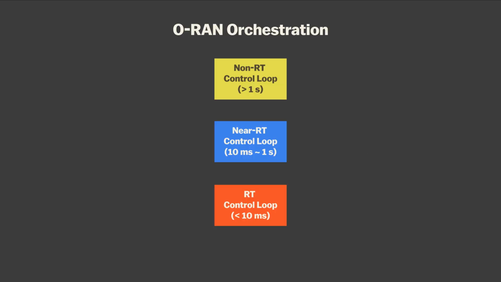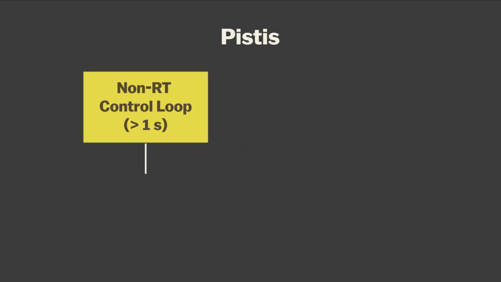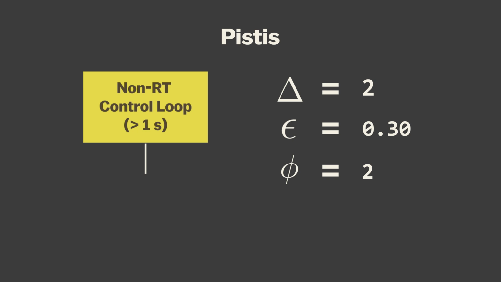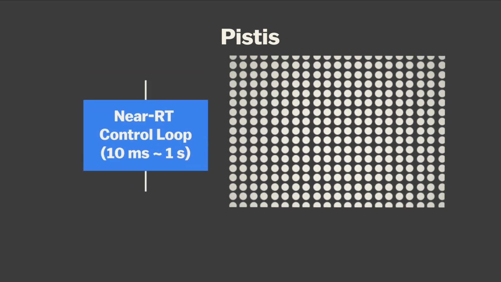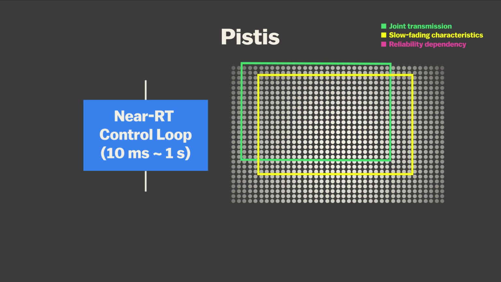Pistis fully exploits the 3 control loops in O-RAN in its design. It consists of a non-real-time component, a near-real-time component, and a real-time component. In the non-real-time component, Pistis performs fine-tuning of several key parameters that will be used in the near-real-time component. In the near-real-time component, Pistis narrows down the search space by adding 3 sets of additional constraints. These constraints are derived from physical layer behaviors, such as O-RAN's joint transmission, channel slow fading characteristics, and reliability's dependency on the number of RBs.